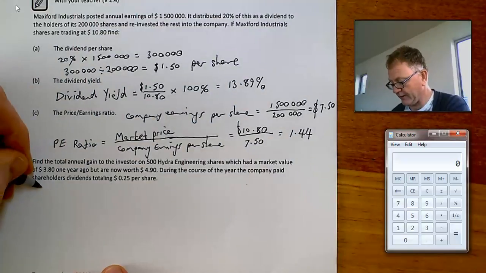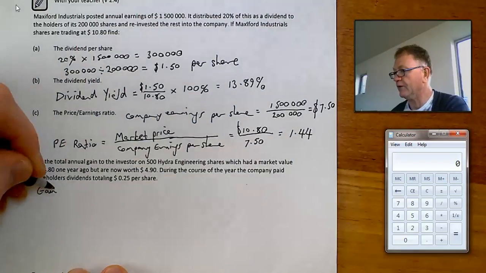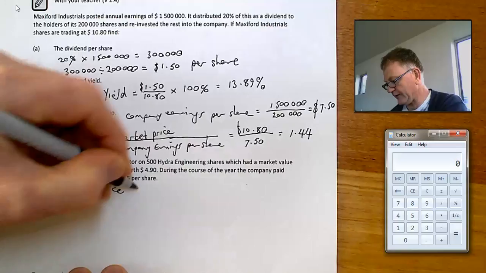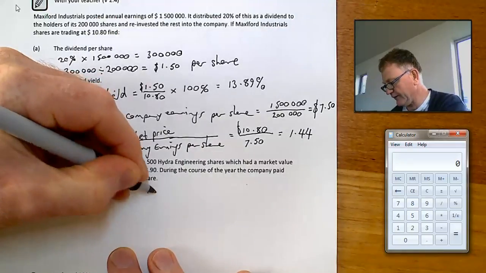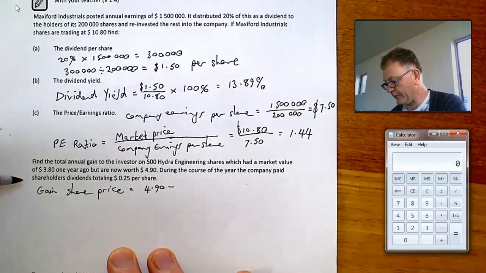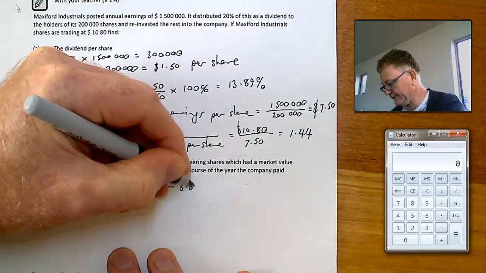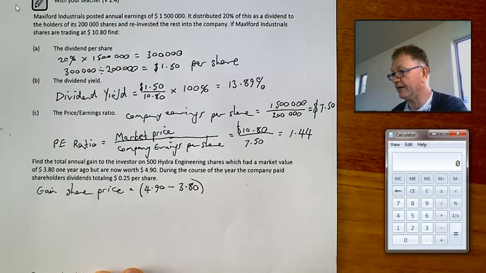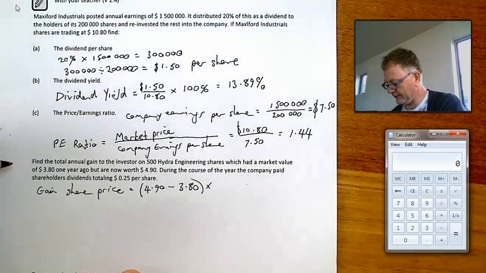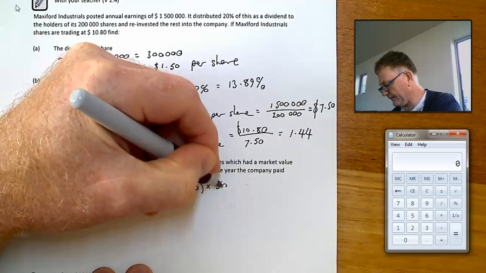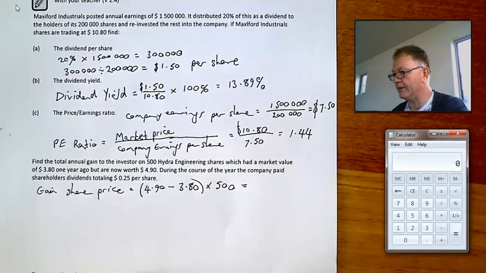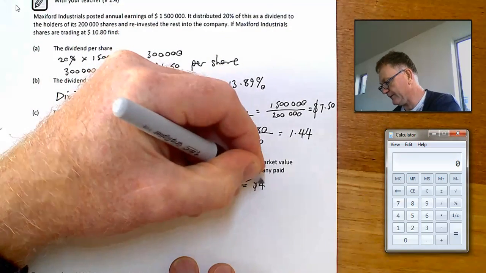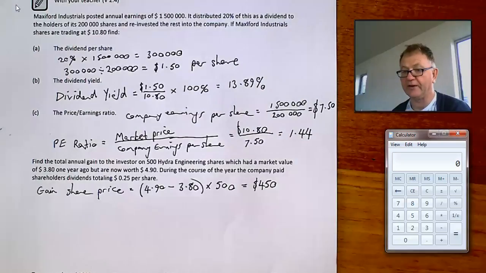Might be able to work out the gain on his share price by getting the selling price, $4.90, take away what he bought them for, $3.80. That looks like a gain of 90 cents per share, and of course we'll have to times that by the fact that he had 500 shares. Check this on the calculator for me. It should come out to a gain of $450 that he gained through the fact that the shares went up.